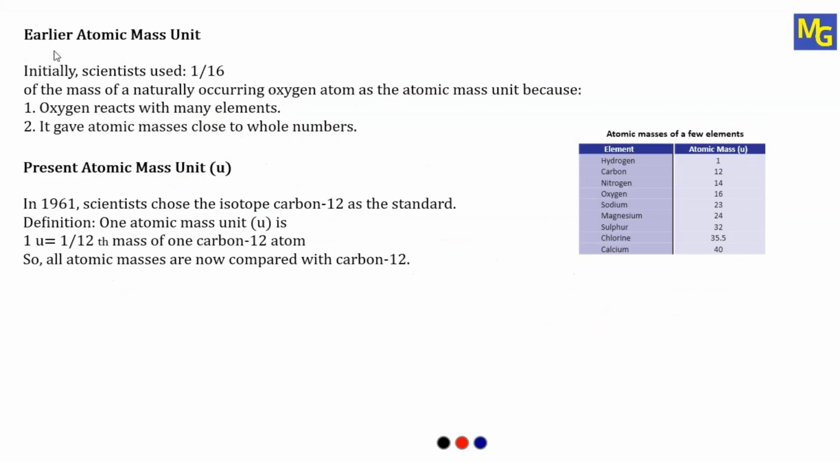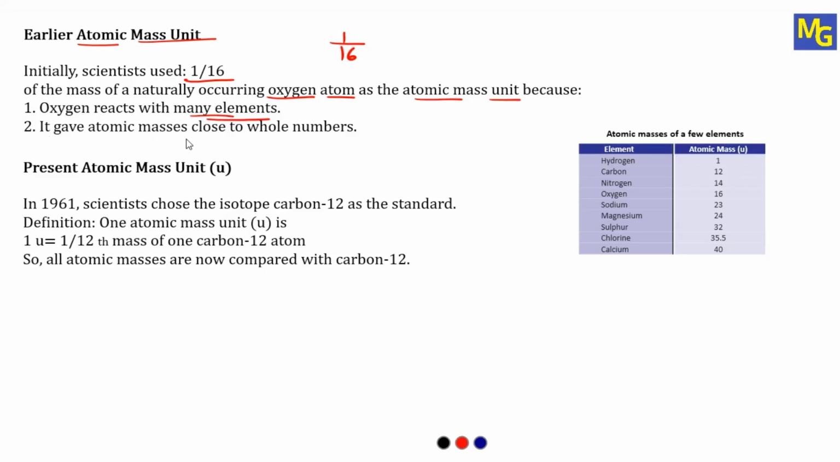Then we'll see the next, that is the earlier atomic mass unit. Initially, scientists used 1 by 16 of the mass of a naturally occurring oxygen atom as the atomic mass unit. And the reason is that oxygen reacts with many elements. We can see the oxides of many elements in nature, meaning oxygen is able to react with many elements.